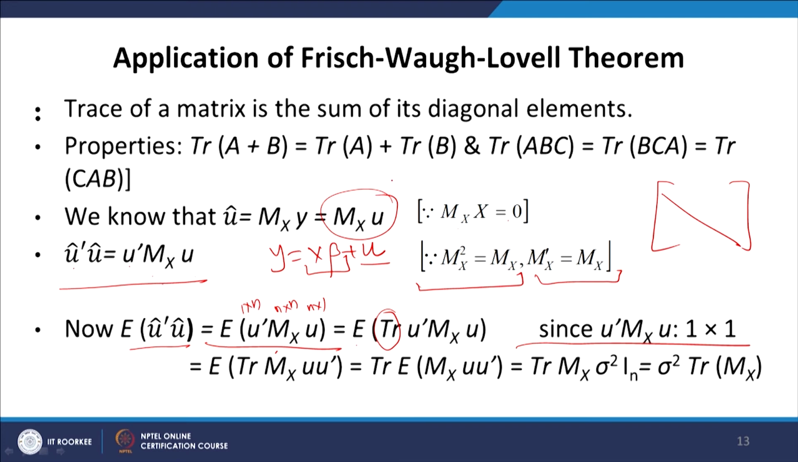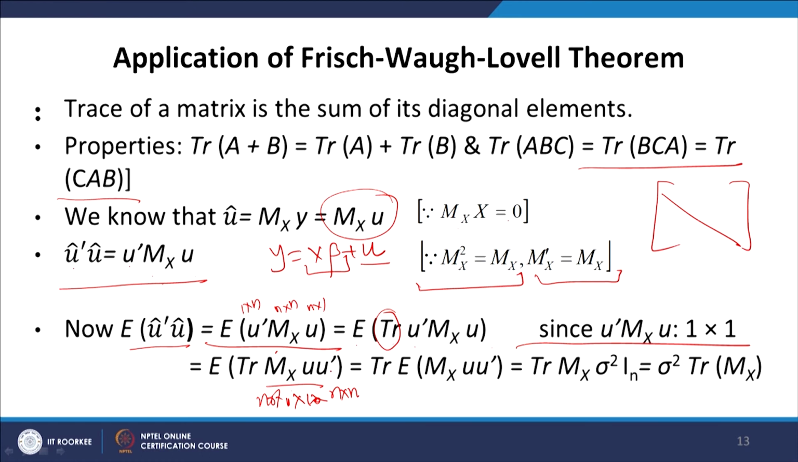But now, applying this property of the trace of a matrix, I can always write it as Mx u u prime. Trace of u prime Mx u is equal to trace of Mx u u prime. Now, this is not a 1 by 1 matrix. This is actually an n by n matrix now. This is n by n, right.